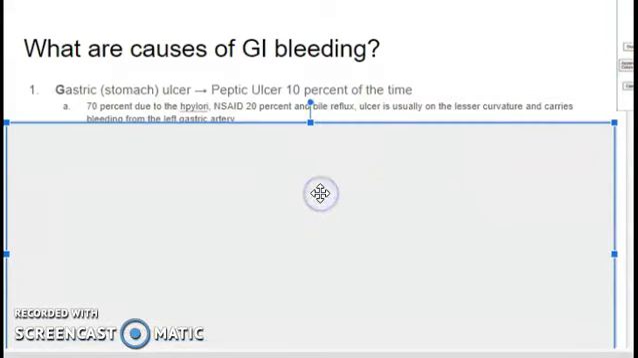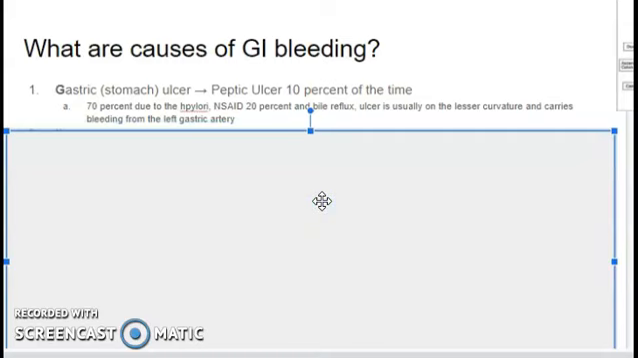So first of all, we'll just start with the stomach ulcer. Why is there bleeding from the stomach ulcer? Well, 70% of the time, stomach ulcers are due to some sort of H. pylori infection, but there can be other reasons such as non-steroidal anti-inflammatory drugs and bad reflux. And what happens is ulcers can occur in the lesser curvature.